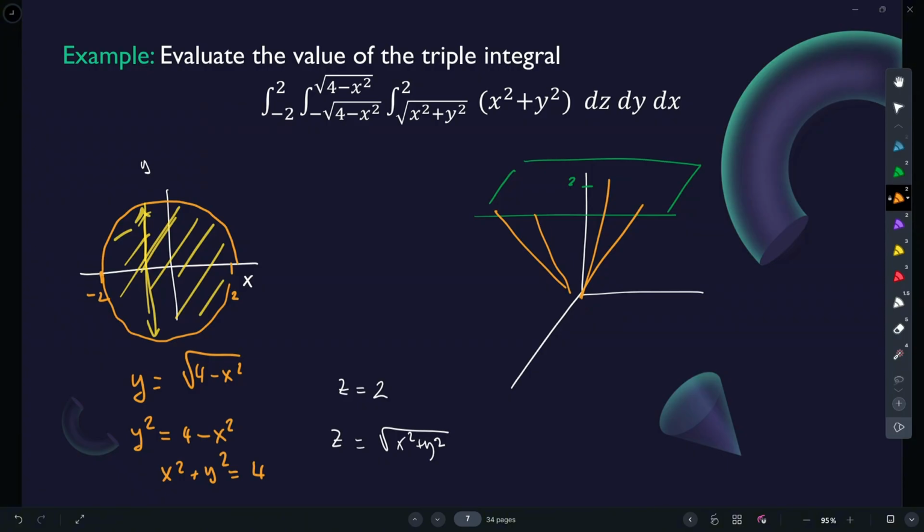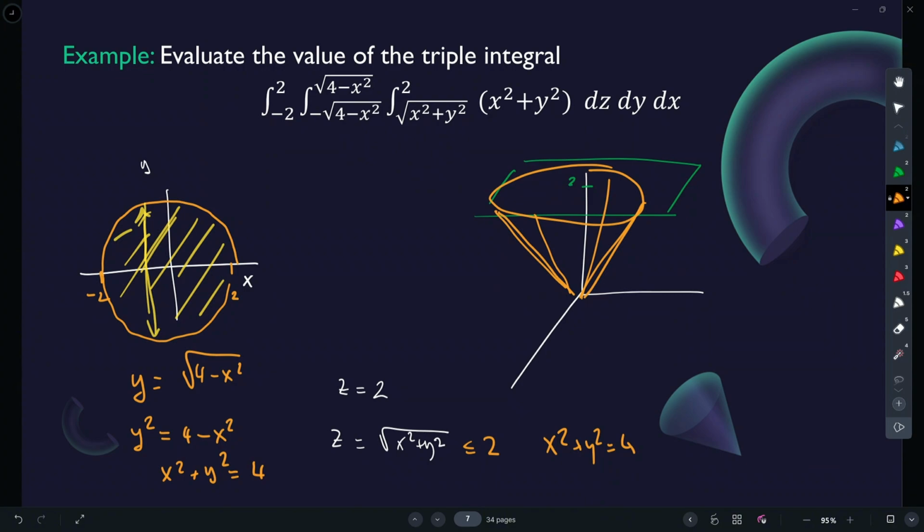Okay, so when you cut off at z equals 2, what do I get? If this is 2, I get x squared plus y squared equals 4. So the cut is like this, and this looks just like a cone. So it is a cone. So I'm above the cone and below the z equals 2 plane.